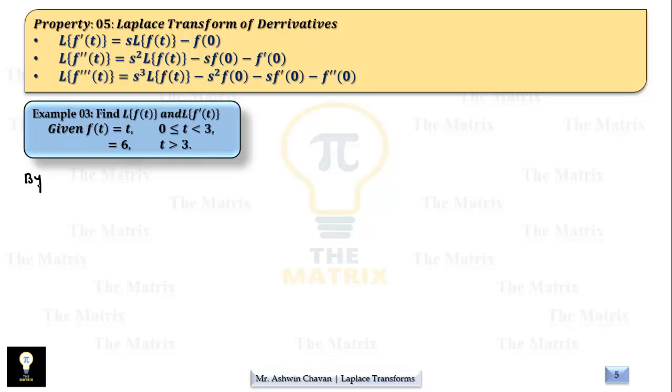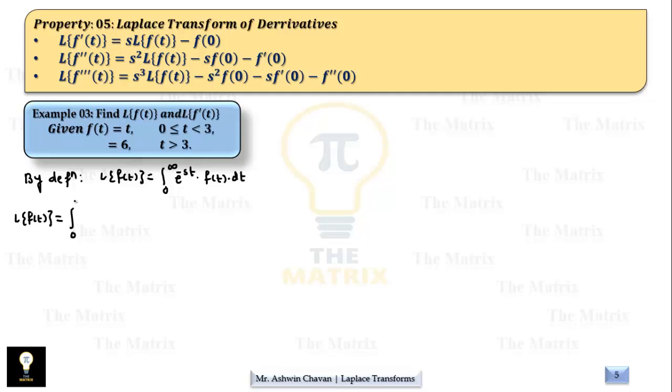By definition of the Laplace transform, for any function satisfying certain properties, the Laplace of f of t is the integral from 0 to infinity of e raised to minus st times f of t dt. Let's use this property for the given function. So the Laplace of the given function f of t is the integral, where 0 to infinity will be split into 0 to 3 and 3 onwards.